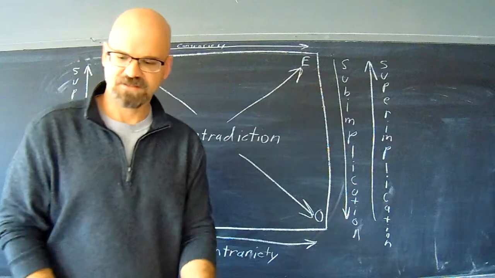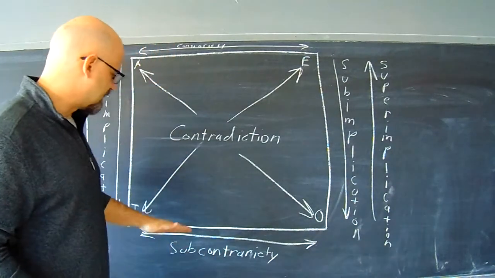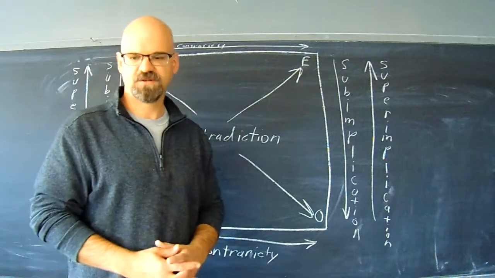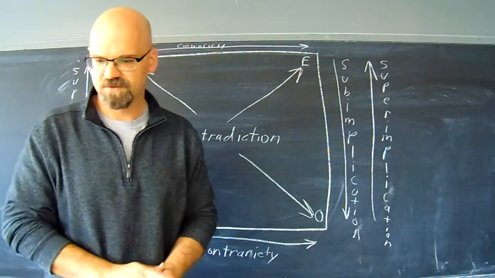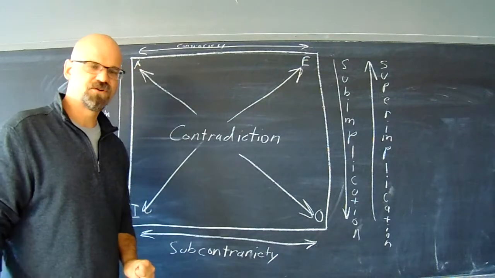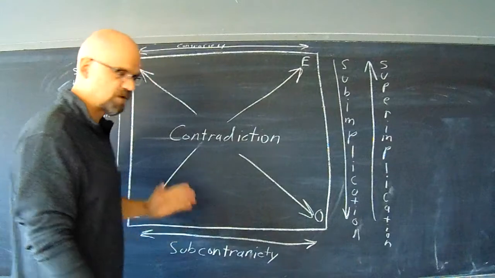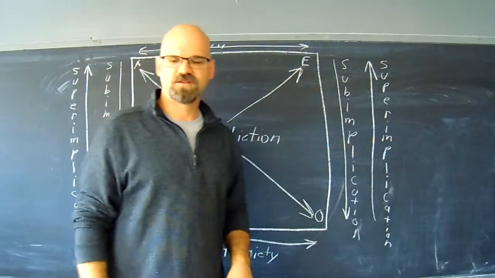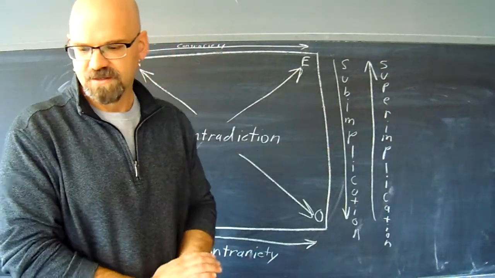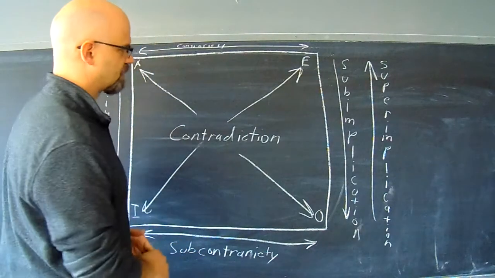Subcontrary propositions, their relationship is that they can both be true, but they cannot both be false. Right? So if you have an I statement that's true, you can have an O statement that's true. However, if one of them is false, you know that the other one is going to be true. Okay? So that's what we've learned so far.